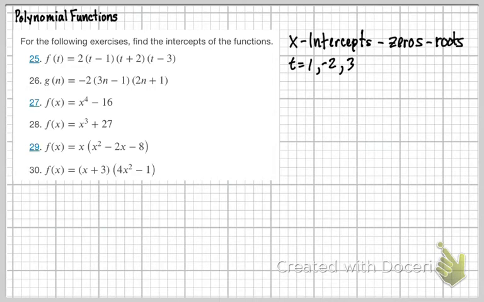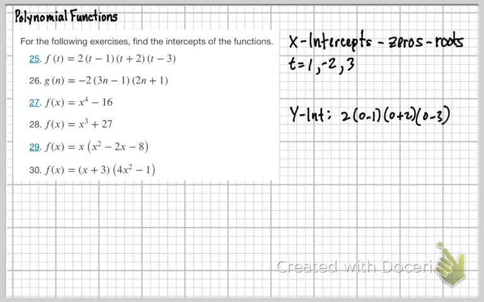Now, if this says intercepts in general here, that's not just x-intercepts. It also wants y-intercepts if it states intercepts in general. So to find the other one, the y-intercept, I plug in 0 for x, or t for problem 25 here. So I just plug in 0 for t to get the y-intercept. And there's no other names for that, it's just the y-intercept. So that's going to be 2, 0 minus 1, 0 plus 2, 0 minus 3.